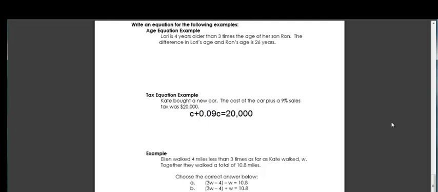If we take C plus 0.09C and combine those two, we're going to have 1.09C equals $20,000. If you then divide both sides by 1.09, you're going to get C equals 18,348.62. So the car actually costs $18,348.62. But then when you add in the 9% sales tax, you're going to have $20,000.